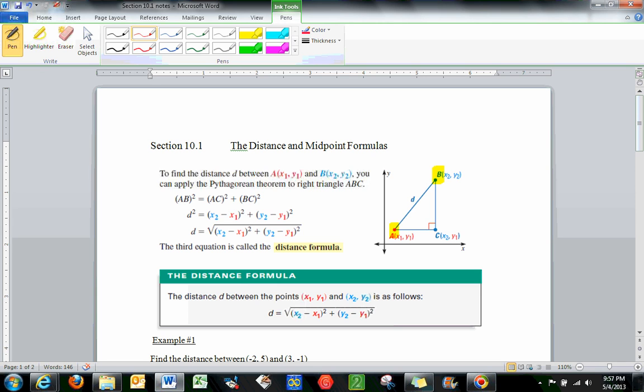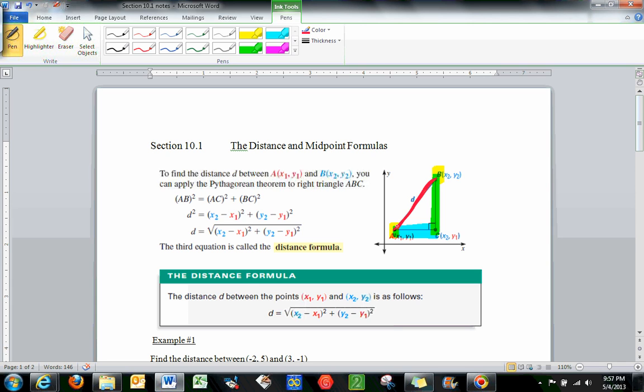Now, if you remember back to the Pythagorean theorem, if we can make a right triangle out of something, we can find the distance of one particular side and then the distance of another particular side. And if we put those two sides in the Pythagorean theorem, that would give us the distance of the hypotenuse. Basically, that distance of the hypotenuse is the distance that we're looking for.